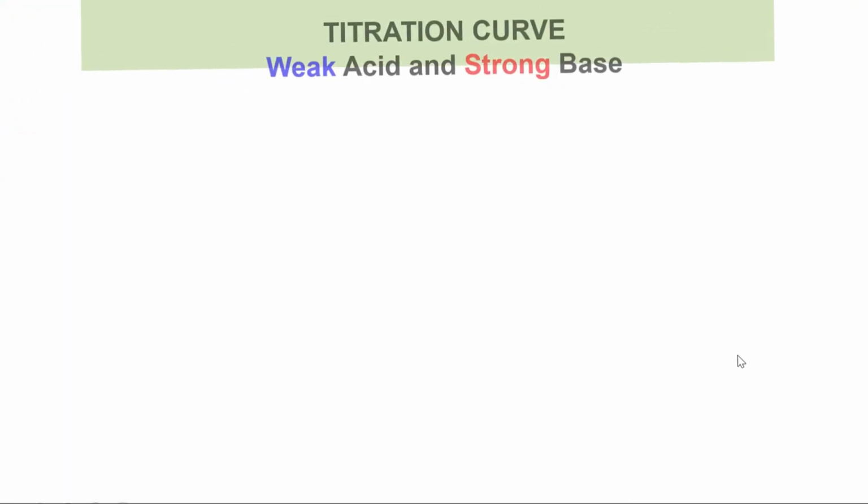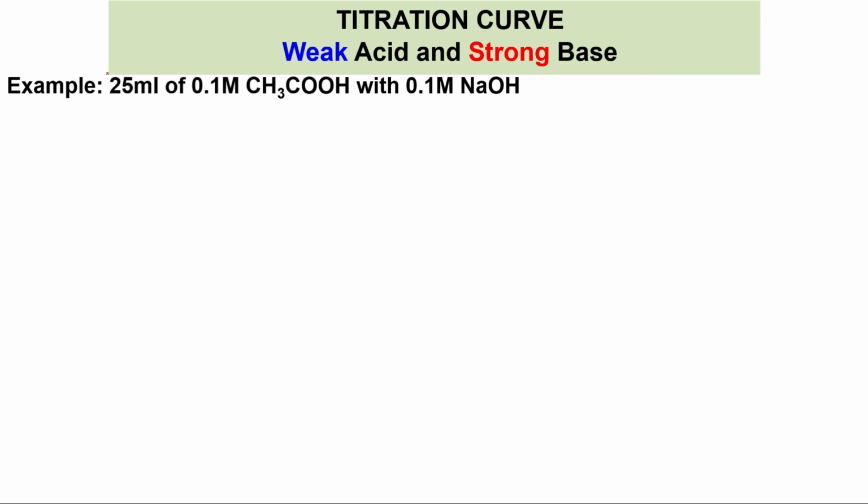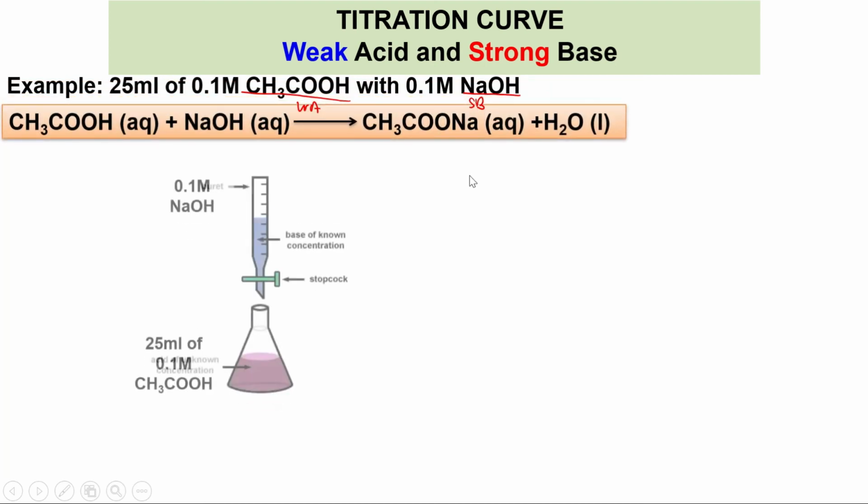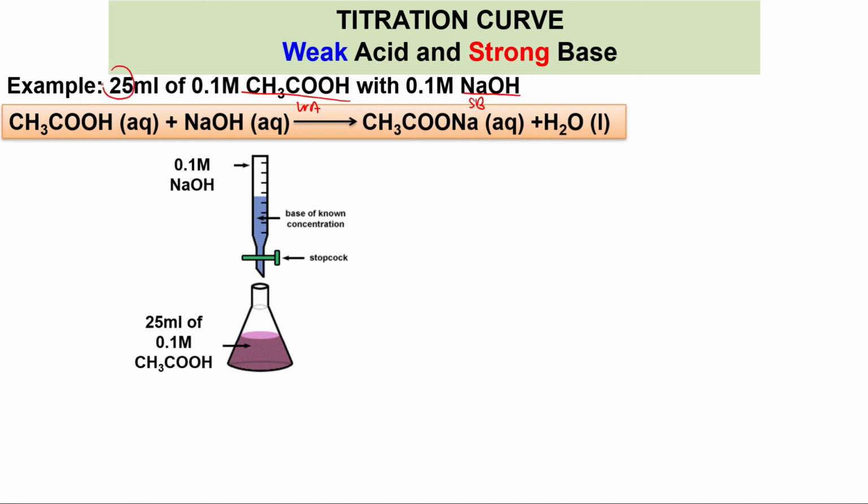Okay, now we move on to the last type of neutralization, which is between the weak acid and a strong base. So for example, the question asks you to sketch the titration curve between 25 ml of 0.1 molar ethanoic acid, which is a weak acid, with 0.1 molar sodium hydroxide, which is a strong base. First thing first, please write down the neutralization equation. From the information given, we can retrieve that this is going to be the analyte. Therefore, it's going to be inside the conical flask.